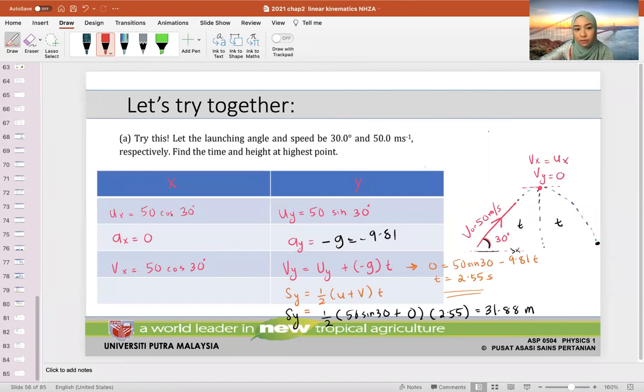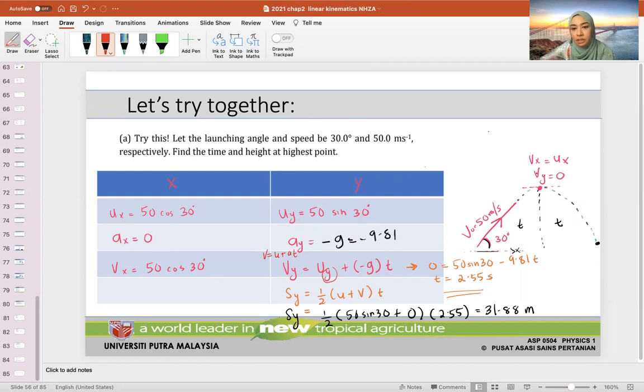So ux is 50 cosine 30, uy is 50 sine 30, ax is 0, ay is our gravity minus 9.81 meter per second squared. Our Vx is the same as Ux. Vy is from the equation V equals to U plus AT. And I'm trying to find Vy. Therefore, everything needs to be in the y-axis as well. Except for time lah. Time tak ada, time is a scalar. So Vy, I'm trying to find Vy. Sorry, my Vy here is 0 because this is my final point here.